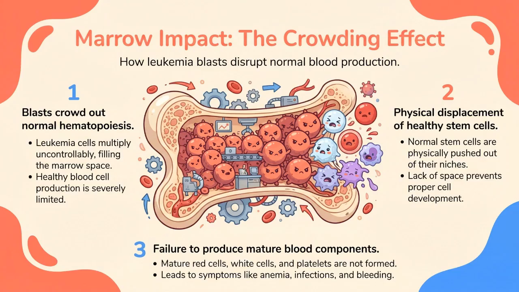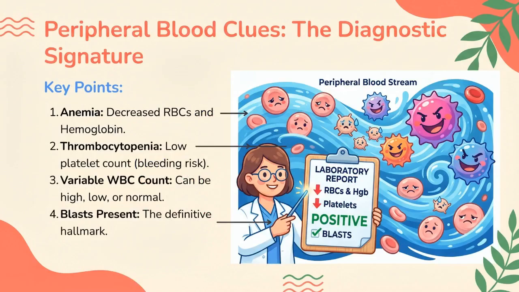This disruption then manifests as very specific clues in the peripheral blood, which we'll discuss now. The peripheral blood smear often provides the initial and most critical clues for diagnosing acute leukemia, acting as a direct reflection of the underlying bone marrow pathology. When you examine a peripheral blood smear from a patient with acute leukemia, you'll typically observe a constellation of findings. First, anemia is almost universally present, indicated by a decreased red blood cell count and often a low hemoglobin level. This is a direct consequence of the blast crowding out normal erythropoiesis in the bone marrow.